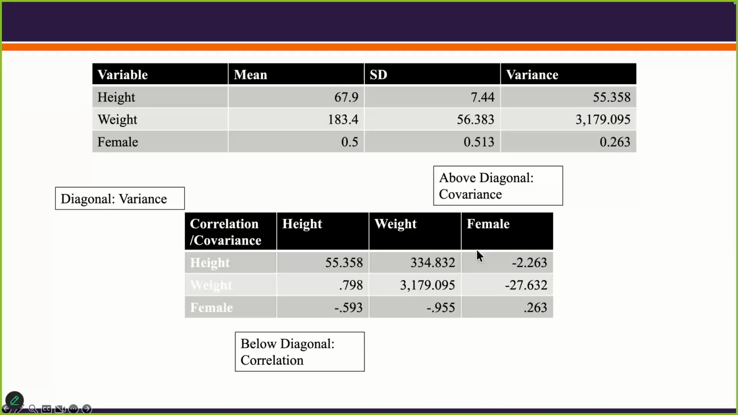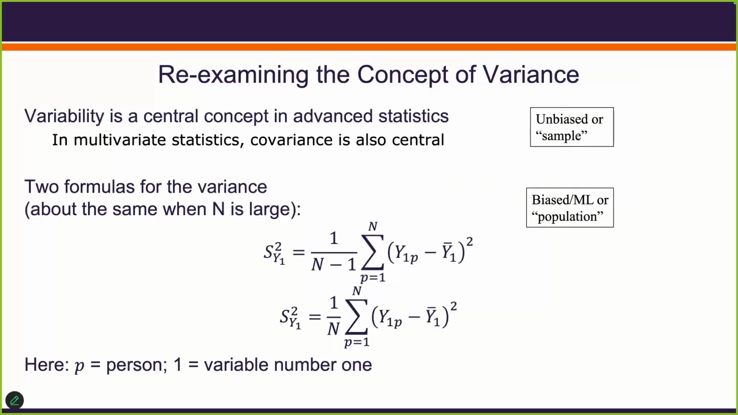And in the upper triangle of this matrix, I put the covariance. And again, those covariance numbers are really hard to interpret, right? What does a 334.832 mean? And we're going to talk about why that is in just a slide. Any questions so far? Okay.